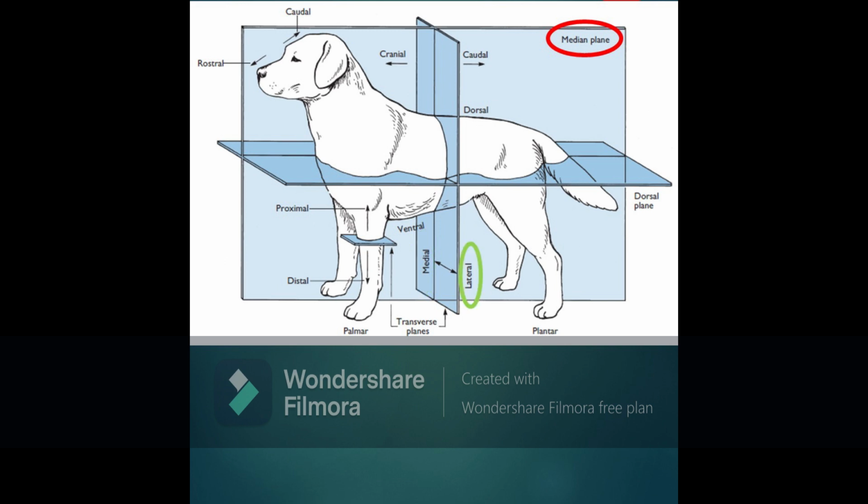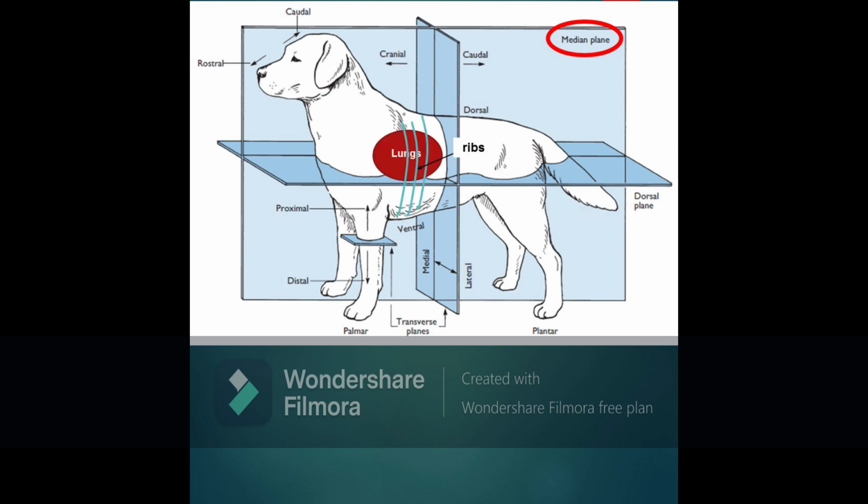Medial means toward the median plane or toward the center line of the body, while lateral means away from the median plane. For instance, the medial surface of an animal's leg is the one closest to its body. The lateral surface of the leg is the outer surface. As shown in here, this is the medial side of the right hind limb, while this side is the lateral side of the left hind limb. We can also say that the urinary bladder is medial to the hips and the ribs are lateral to the lungs.